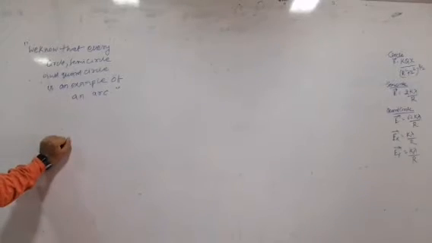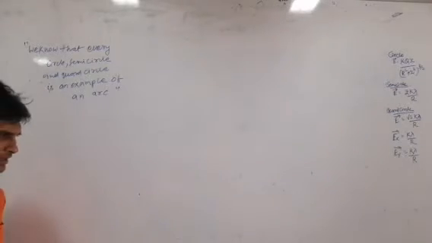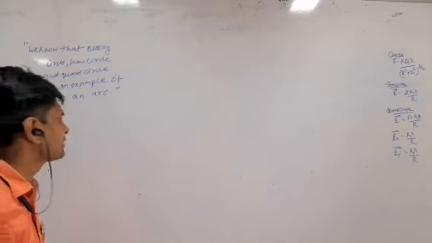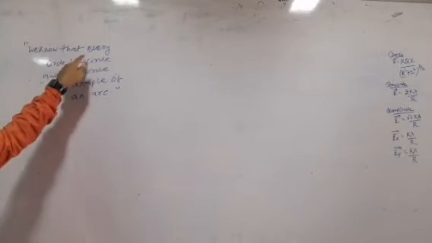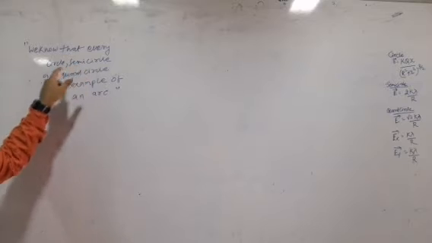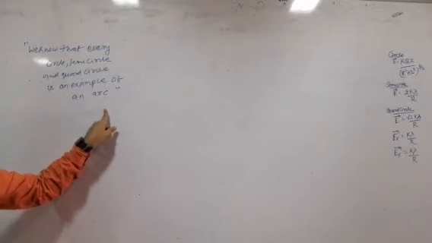Now I am thinking, how will I remember everything? So what will I do? I will take a general case. What is that general case? We know that every circle, semicircle and quarter circle is an example of an arc.